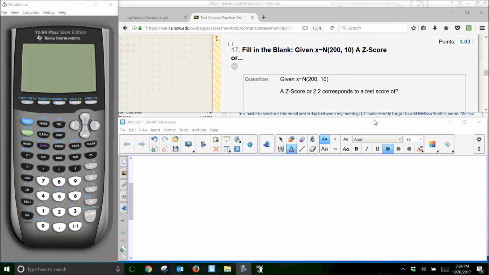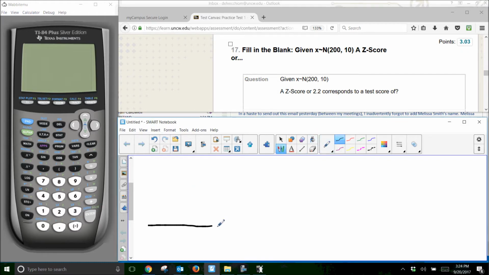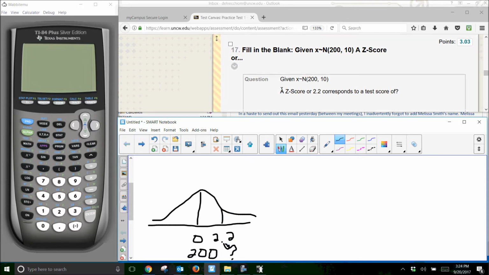So remember the picture that we have in mind. As soon as we see that something is normal, we can go ahead and draw our normal curve. Somewhat normal. And in the middle is always 0. That's the mean. Then here we have 2.2, which of course is to the right of 0. So we know that whatever test score this is going to be, it's going to be greater than 200. So again, we're looking for the test score that corresponds with 2.2.